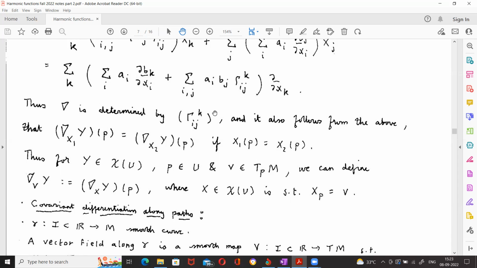This is well defined because of what we just said here, right? The covariant derivative only depends on the values of the coefficients of the first vector field at p. So it only depends on the value of the vector field X at p. Okay, so this is well defined. Is this okay? Yes, sir.